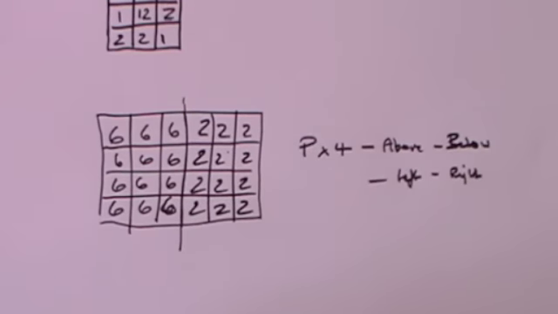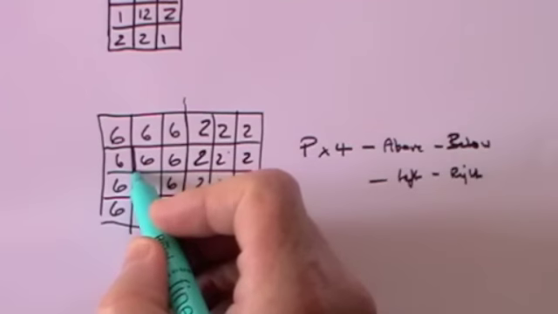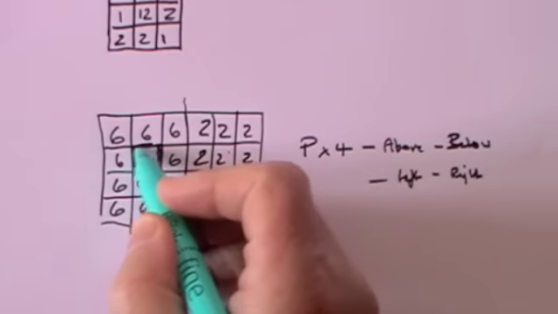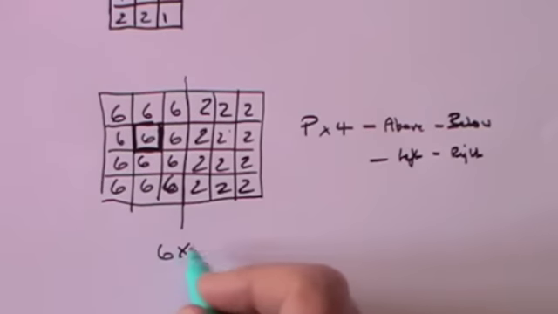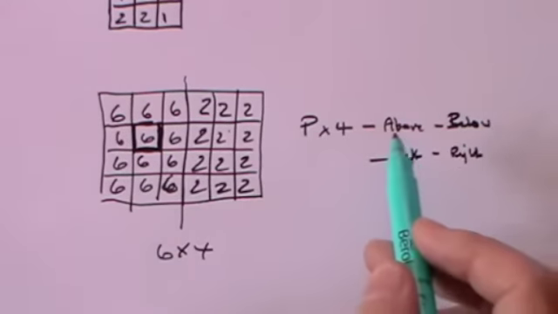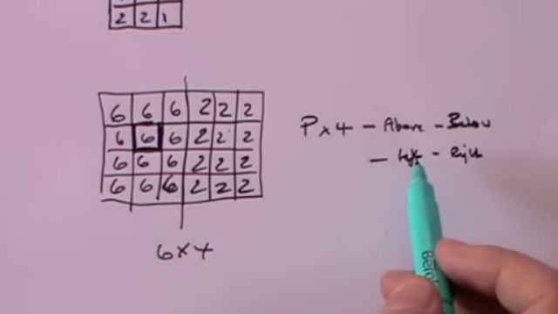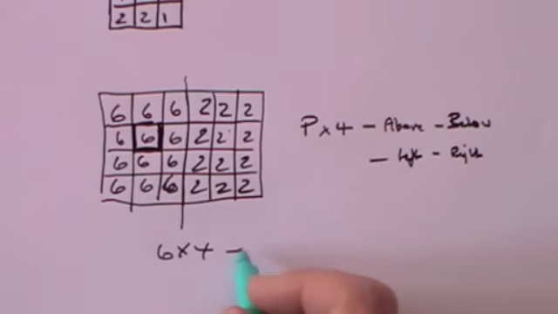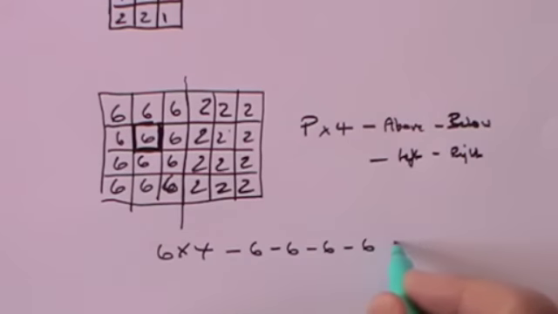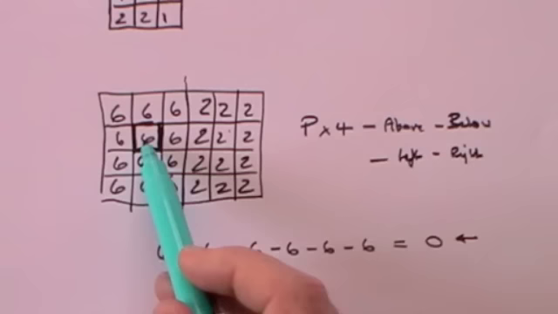Now, what do you get? Well, let's start off by looking at this pixel here. That's got a 6 in it. So we would multiply 6 by 4, that's this rule here, and then we subtract the values above, below, right and left. Well, above, below, right and left are all 6s, so it's minus 6, minus 6, minus 6, minus 6, and that comes to 0. 6 4s minus 6 lots of 4 is 0. And 0 is black. So this pixel would become black.